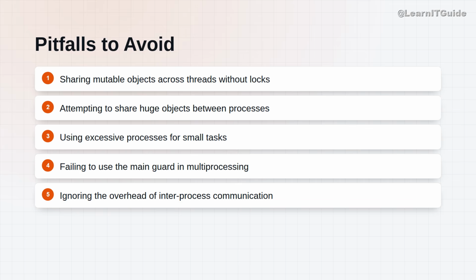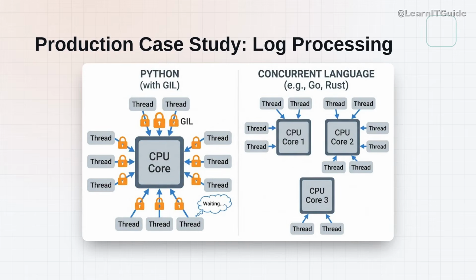Third, using too many processes. If you spawn one process for every tiny task, the startup overhead will make your code slower than if you just ran it sequentially. Fourth, forgetting the main guard. Always put your multiprocessing code behind an if name equals main block. Otherwise, your code will recursively spawn processes and crash. Fifth, ignoring IPC costs. Always measure if the cost of passing data is more expensive than the time saved by parallel execution.